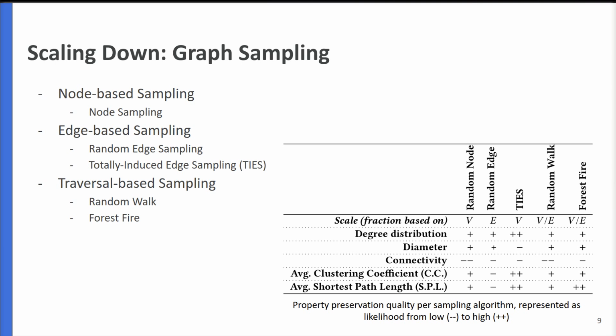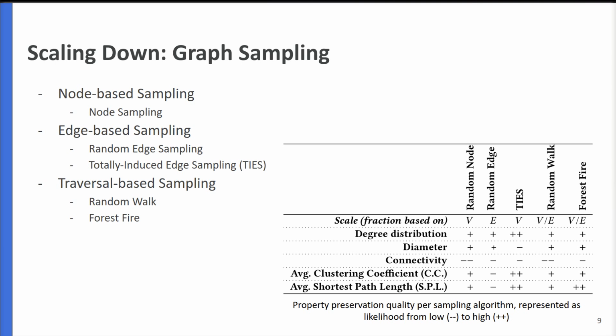Totally induced edge sampling, or TIES, has been shown to preserve the majority of the local and topological properties of the graph, and in our scaling down and scaling up method, which uses sampling as its core, we have selected this algorithm mainly due to its superiority, and we will show the experimental results using this algorithm accordingly.